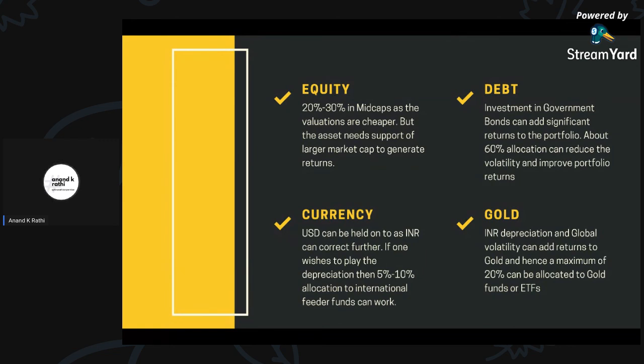And finally, on the gold, it's one of the best plays for INR depreciation. And if the global volatility increases, you can add significant returns to your overall portfolio. And hence we suggest to invest a maximum of 20% in gold ETFs or gold funds.